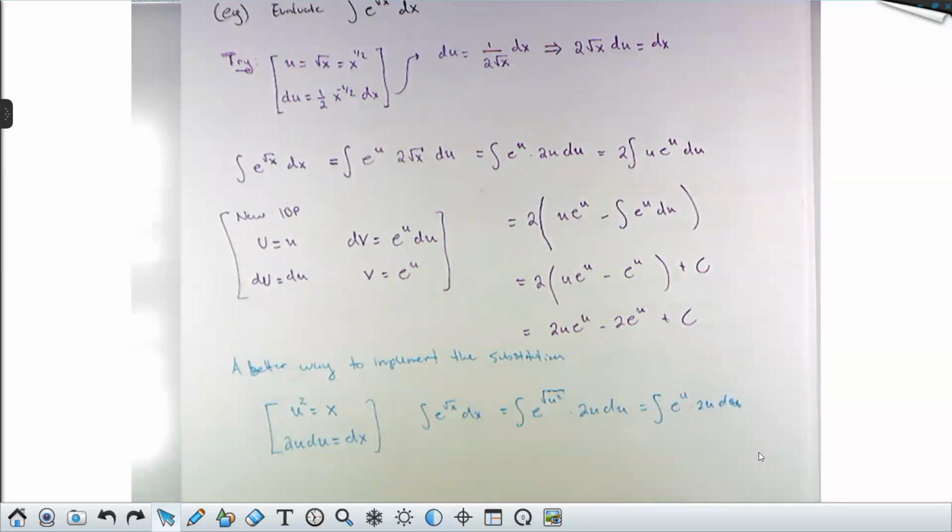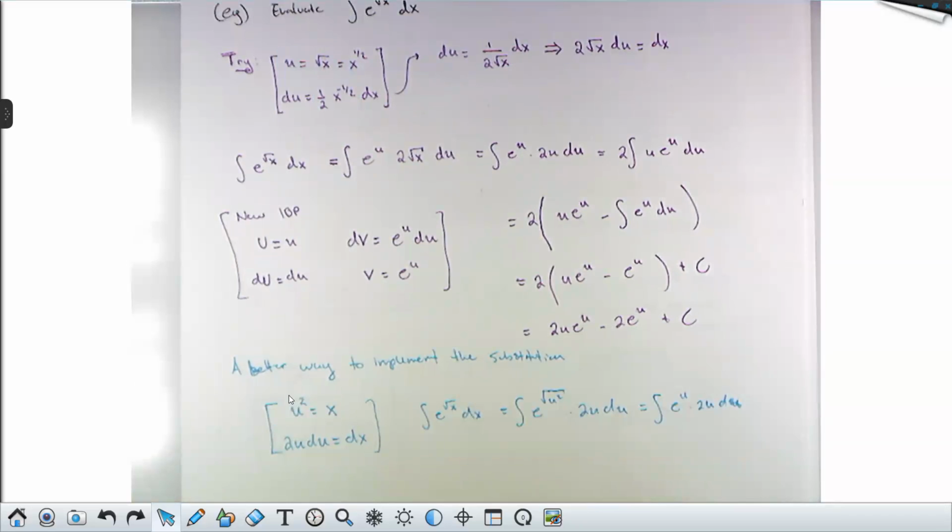Why do you use u squared? Saying u squared equals x is just another way of saying u equals square root of x. Are we on the same page there? These two actually define the same relation. Right, if you square both sides of this, you get this. Yeah, thank you.